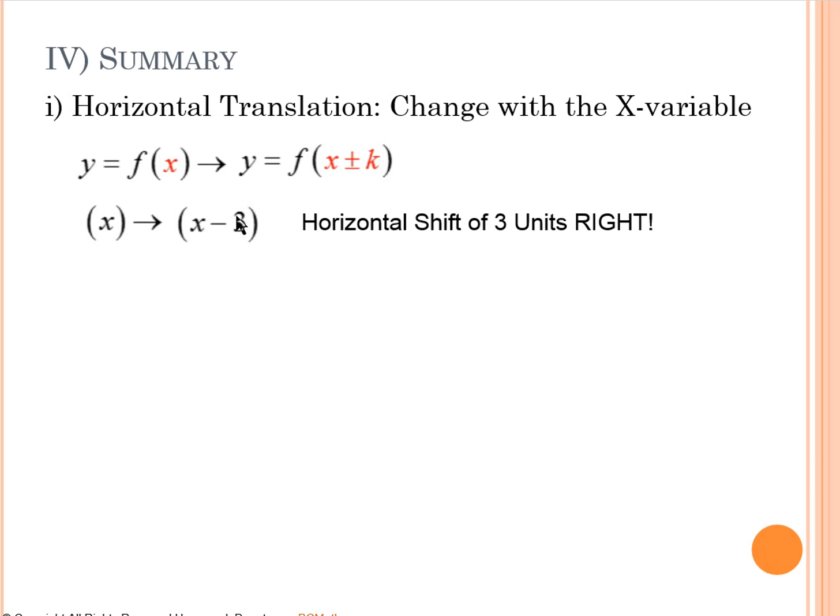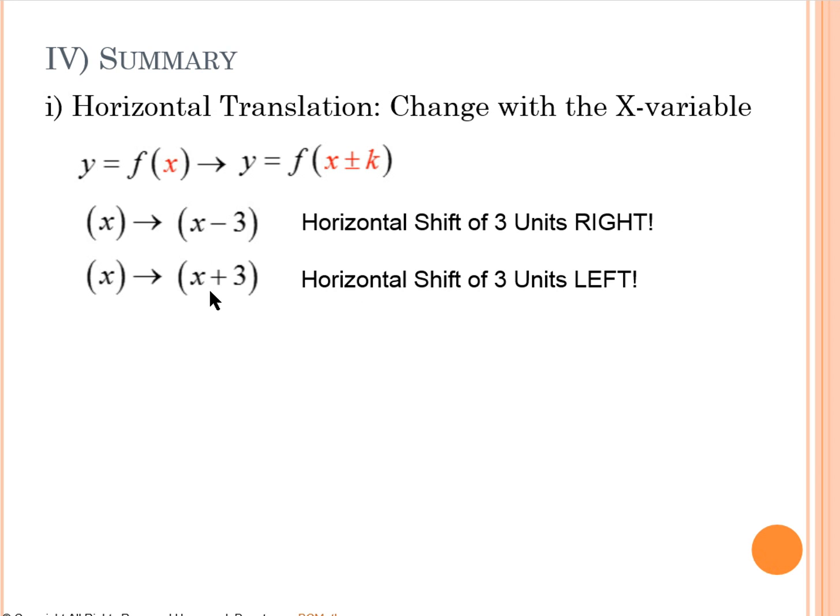Now, if you see a minus sign here, to solve these kinds of problems, you've got to think about the opposite. Minus kind of means that you're going to the left, but in reality, for translations, it's the opposite. So a minus would mean that you're moving to the right. If you have x being changed from x to x plus 3, with a plus sign there, that means you have a horizontal shift to the left. What's the opposite of being positive? Well, that means you're going to the left.